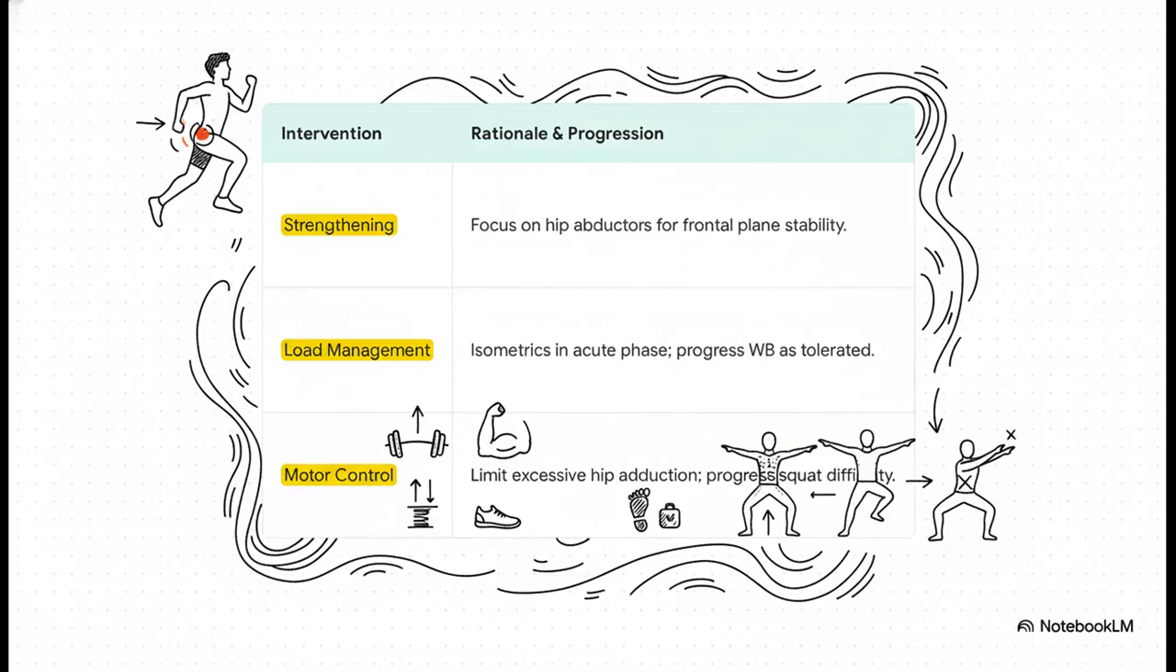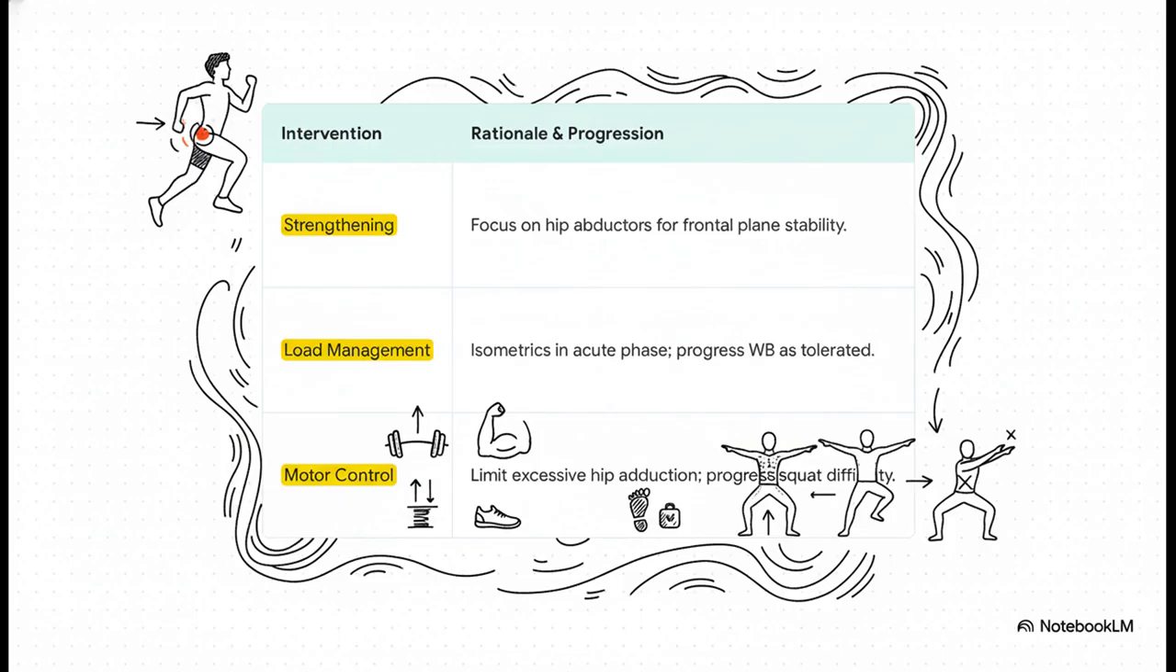The evidence points to a 3-pronged attack. First, strengthening. We're zeroing in on those hip abductors to get control of that frontal plane. Second, smart load management. You can use isometrics in the really acute phase because they have a nice pain-relieving effect. Then you logically progress from non-weight bearing up to weight bearing. And third, motor control. The big goal here is to stop that excessive hip adduction when they're moving.